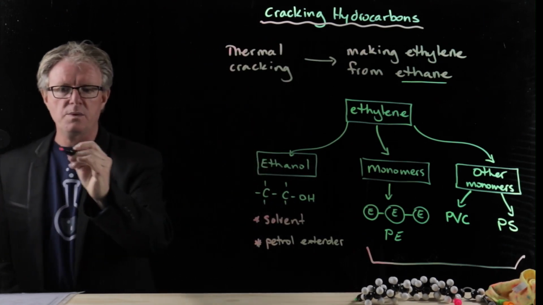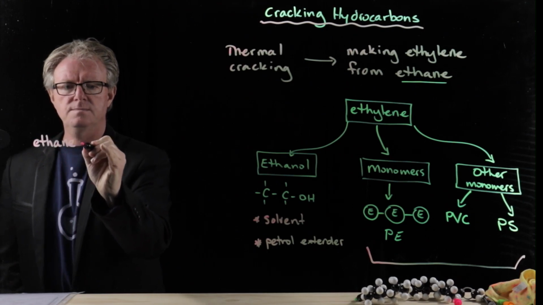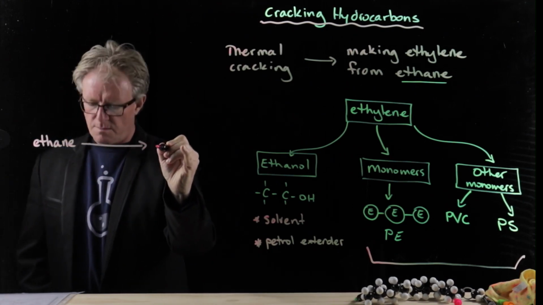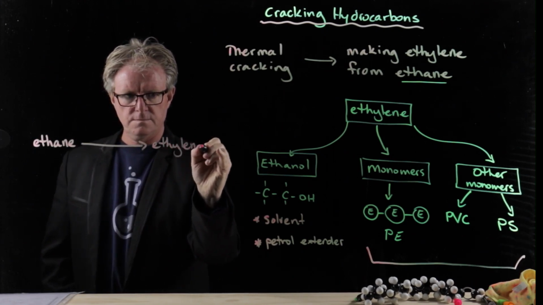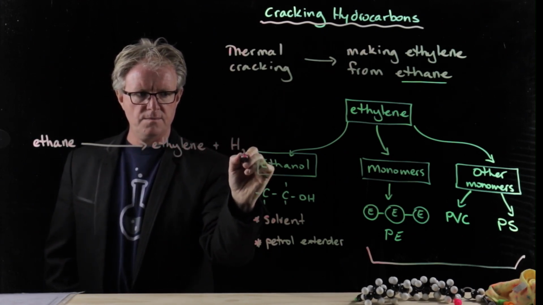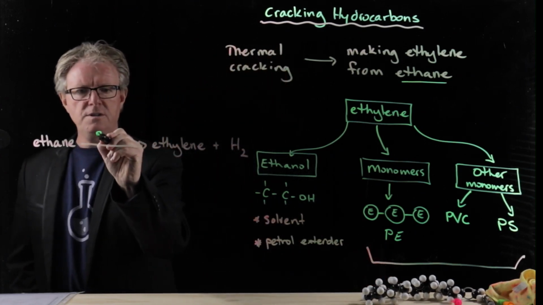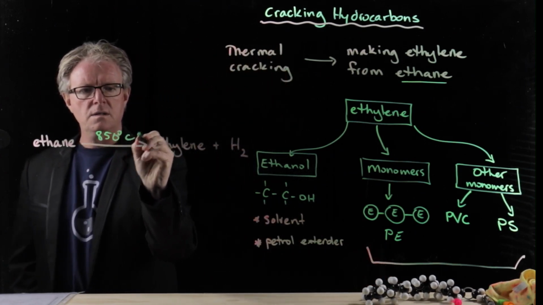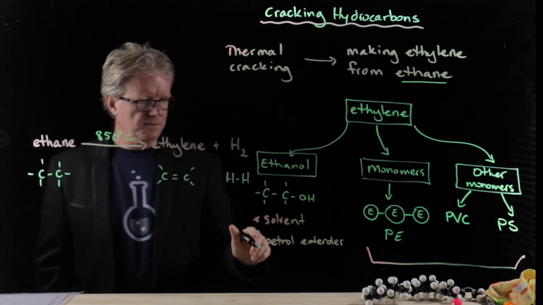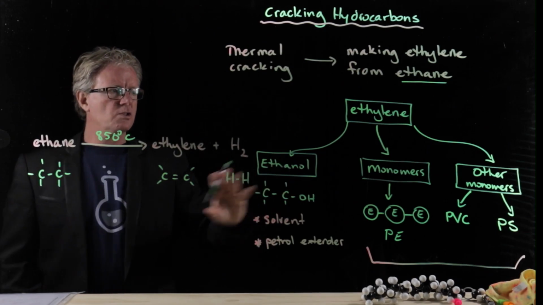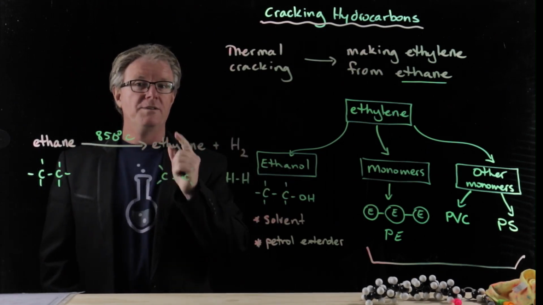If we were to write a reaction, it would be like this. So we have ethane, and we're going to be making ethylene plus hydrogen. And that occurs at 850 degrees. Okay, make sure you got all that down. That is the thermal cracking. Now we're ready for catalytic cracking.